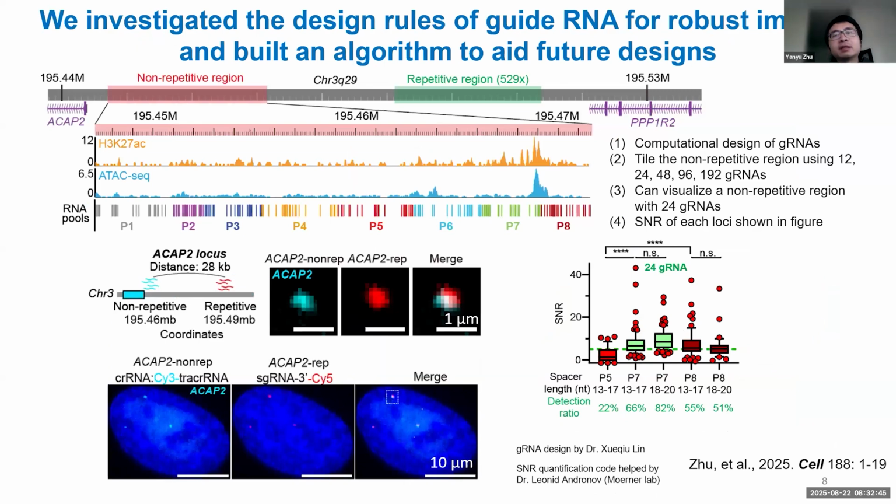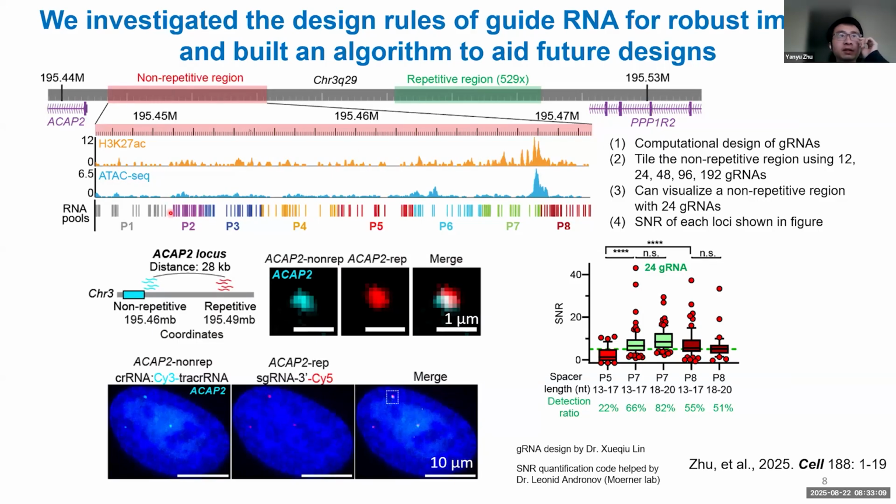So next, we investigated the design rules for guide RNA for robust imaging, and we built an algorithm to help design guides. We chose a non-repetitive region nearby, and we designed different numbers of guides to tile this region.